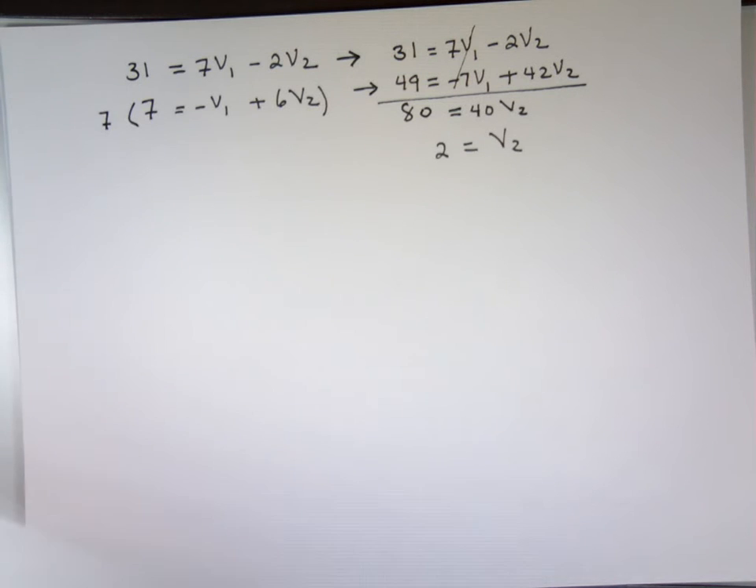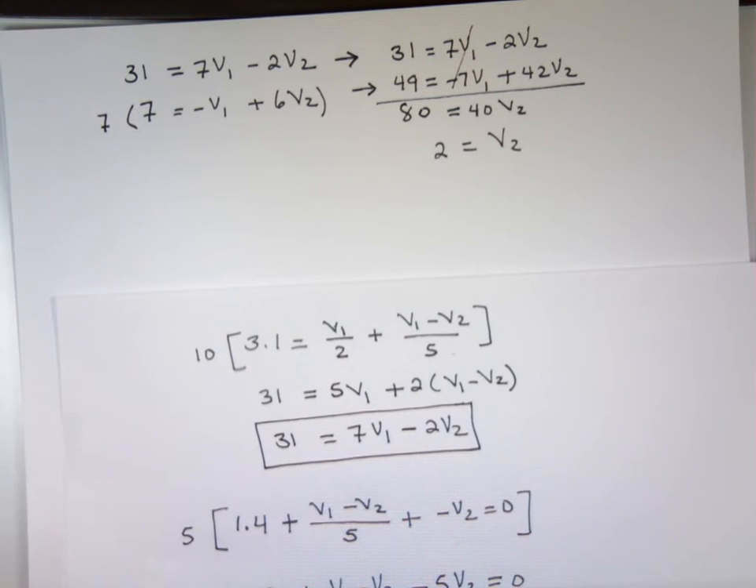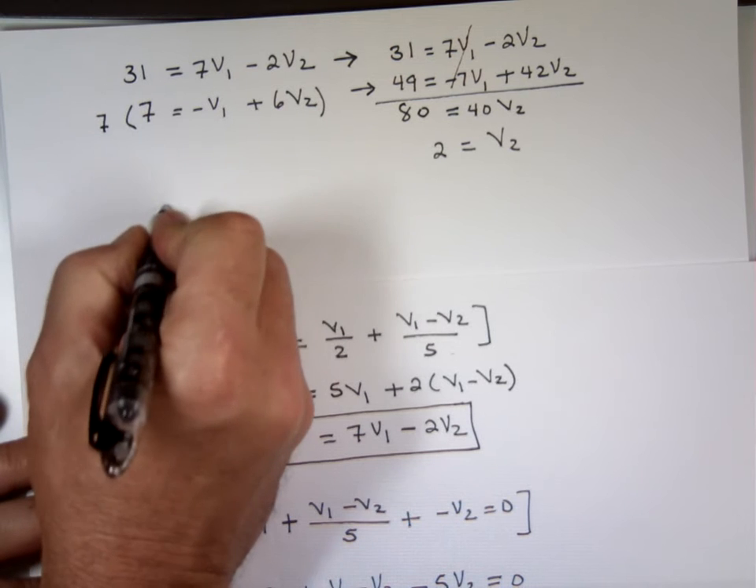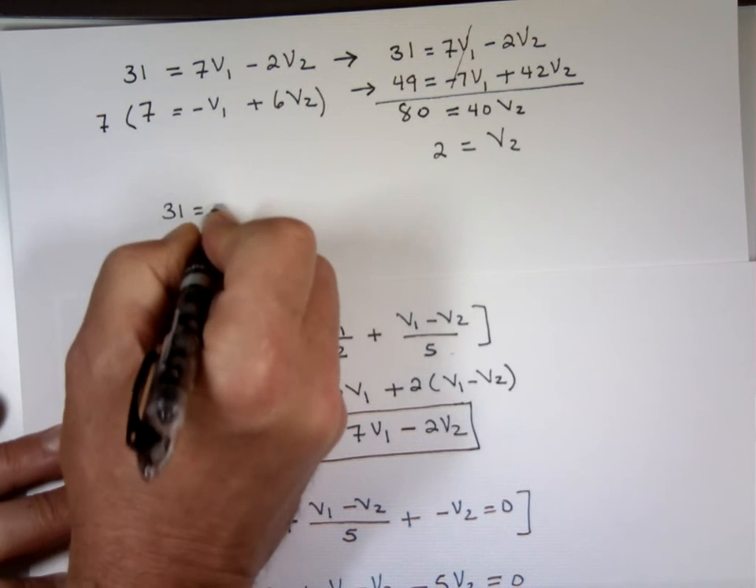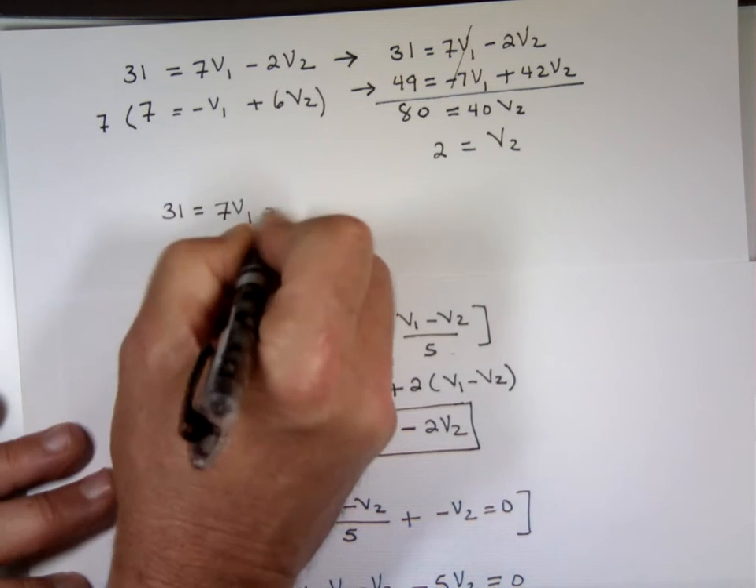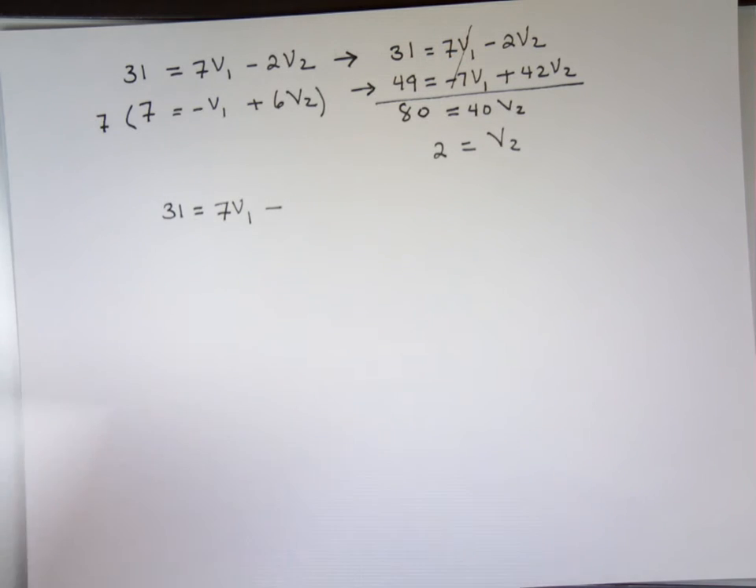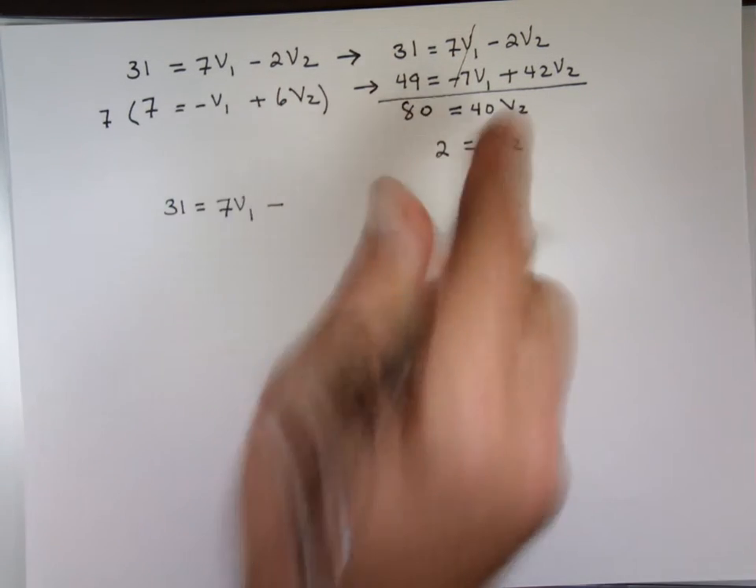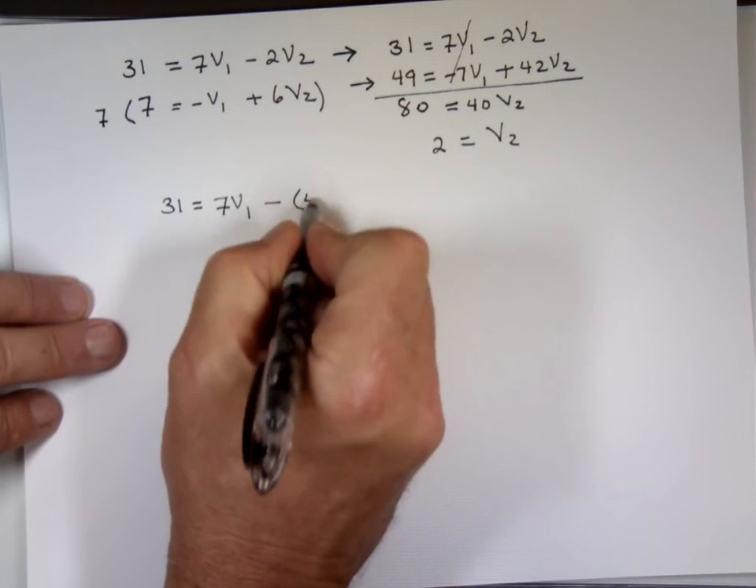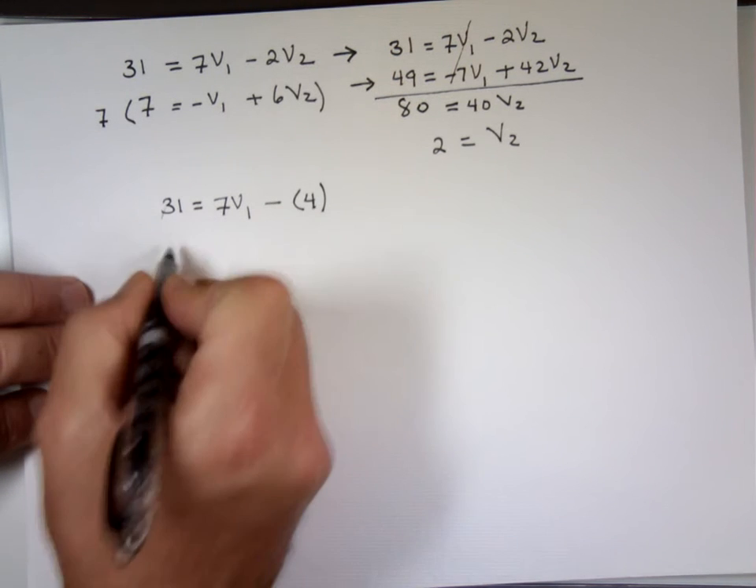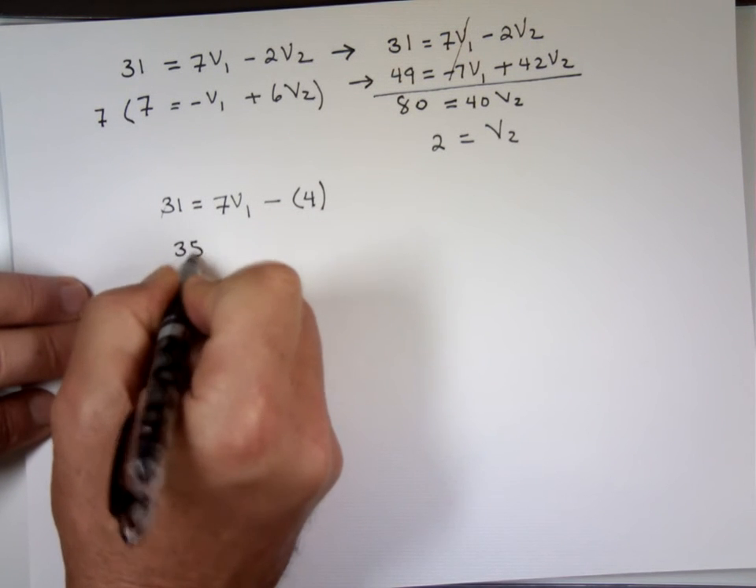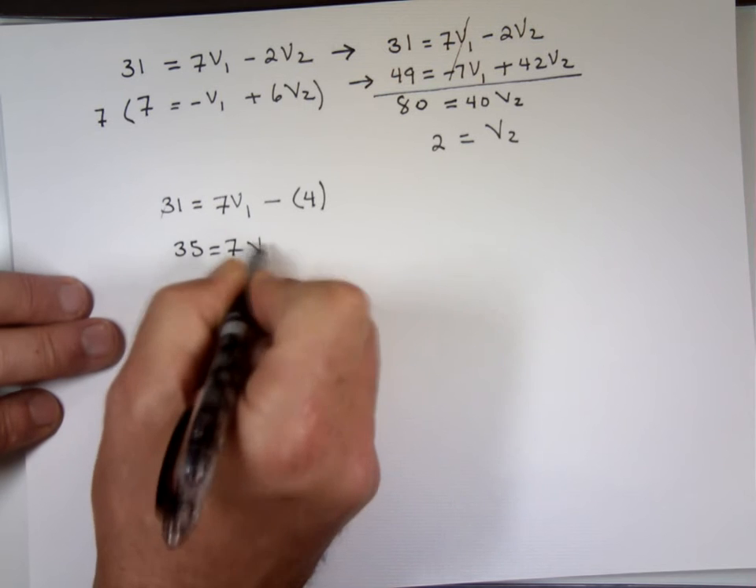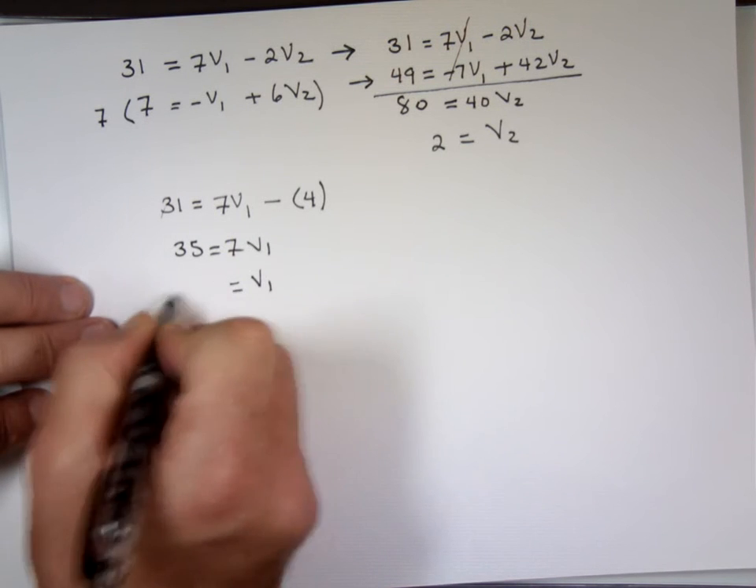So now I can use either equation to find V1. 31 equals 7 V1 minus 2 times V2. What's 2 times 2? 4. Bring this one here. 35 equals 7 V1. V1 equals what? 5.